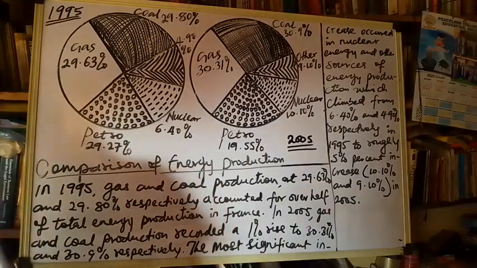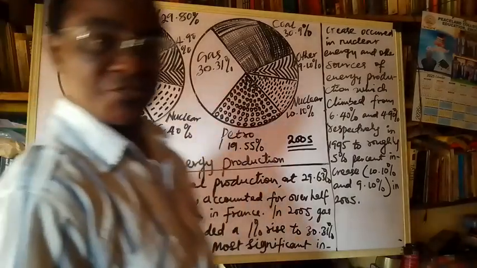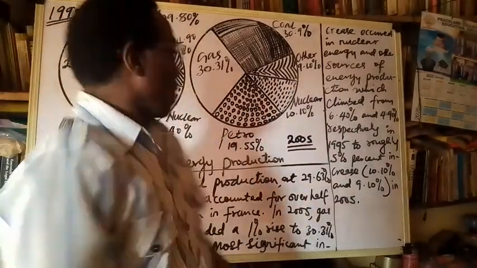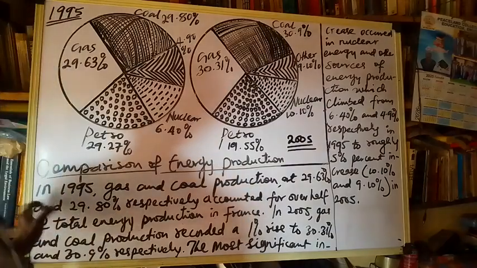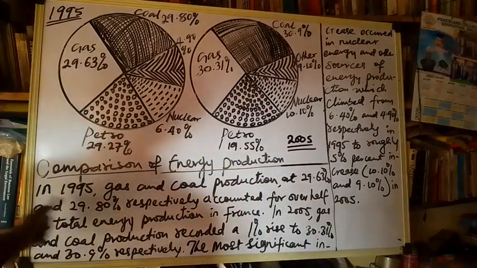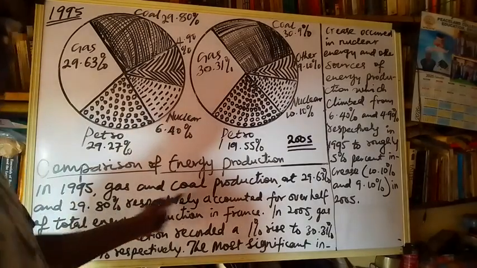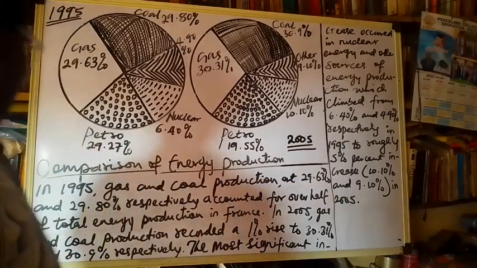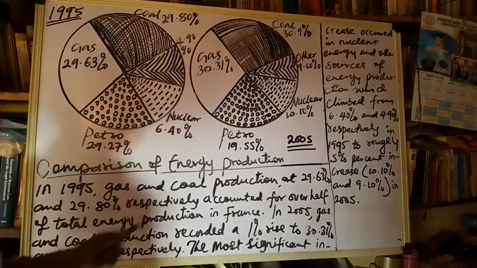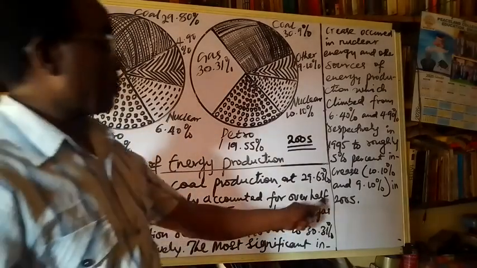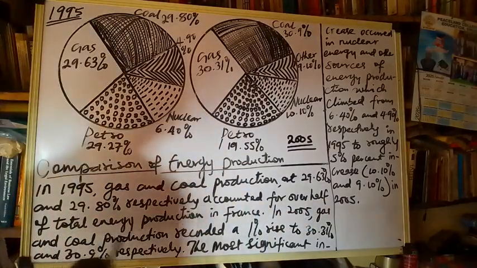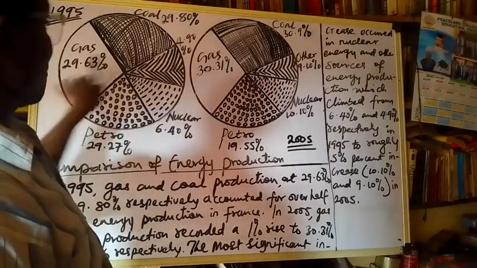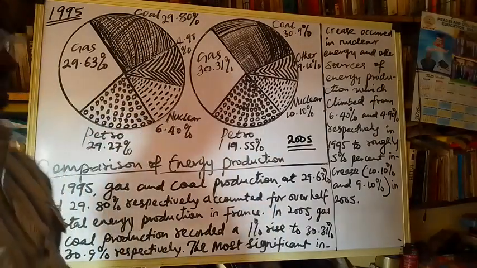All right, let us continue our analysis. Let's start from this point. This is the third paragraph. It says, in 1995, gas and coal production at 29.63% and 29.80% respectively accounted for over half of total energy production in France. You can verify that from the chart.